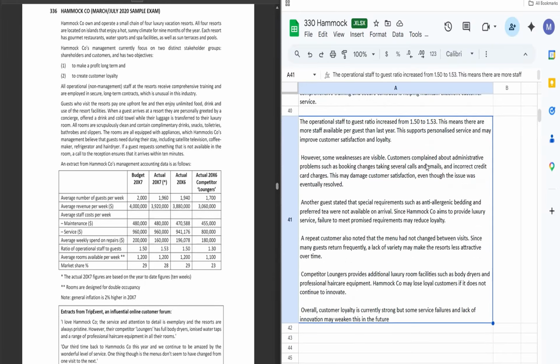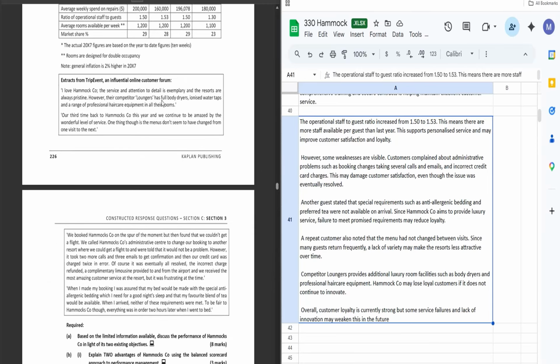So next, however, some weaknesses are visible. Some customers complained in the customer forum about facing administrative issues: their booking had been changed, taking several calls and emails, and there were incorrect credit card charges. This may damage customer satisfaction even though the issue was eventually resolved.